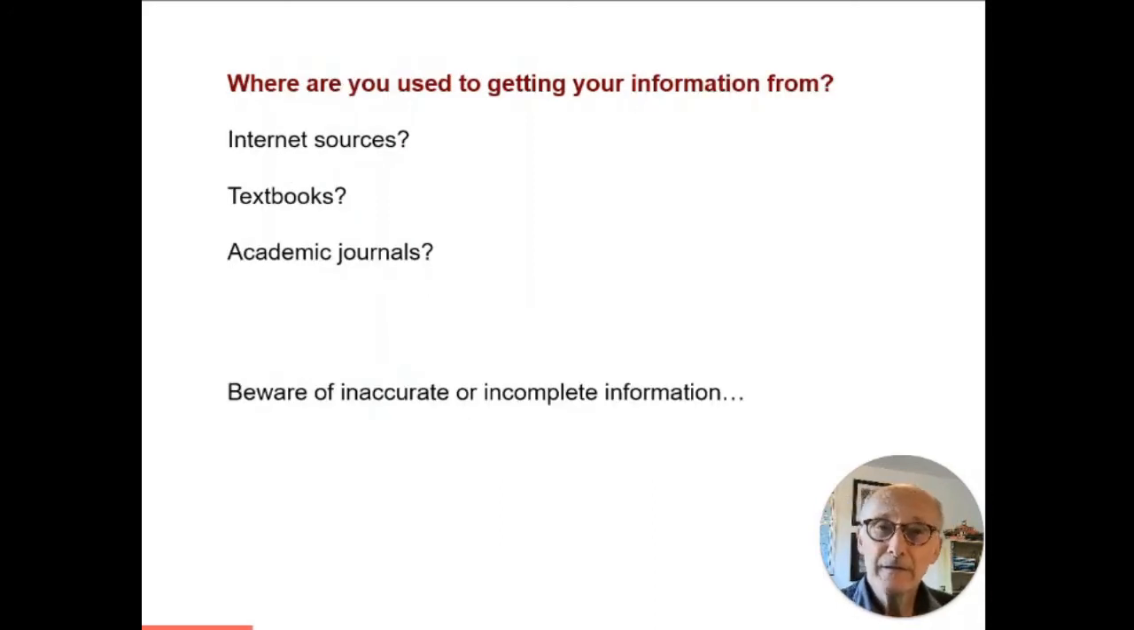So a worthwhile thing to be thinking about at this stage is, where is it that you're used to getting your information from? As you move forward into university and you're studying in a different way and you're learning new things, how does what you're going to be doing in the future compare with the way you've done things in the past? So are you used to using internet sources or textbooks, or have you ever used academic journals before? Just reflect for a minute on the kinds of sources that you're used to using.